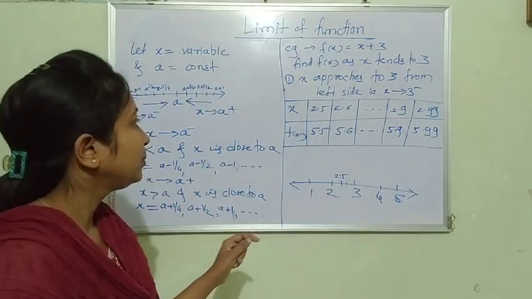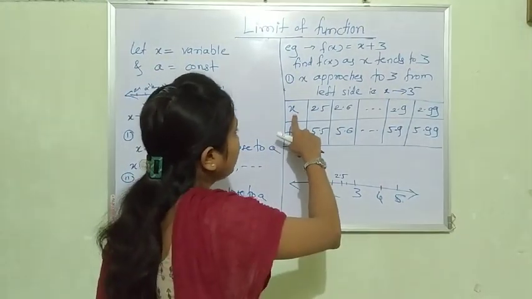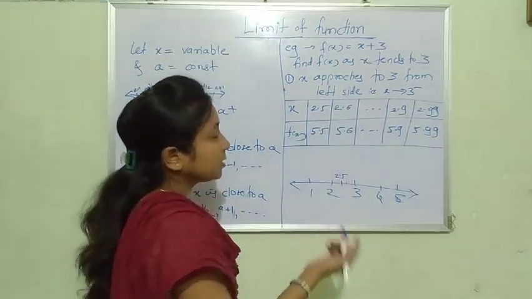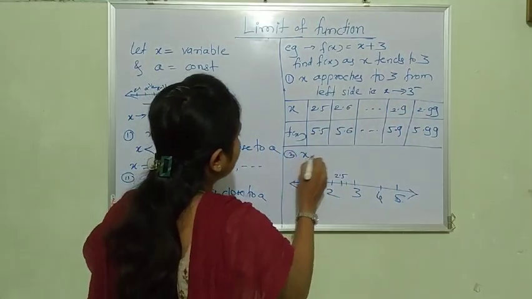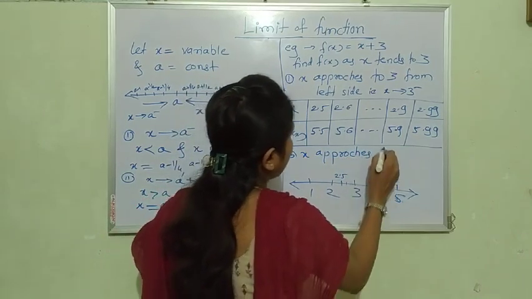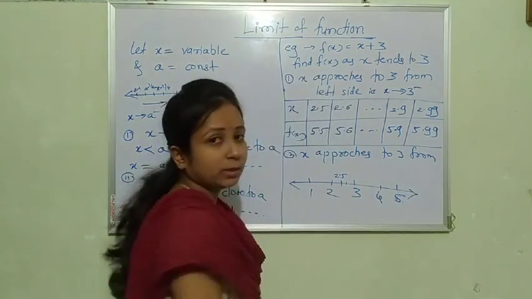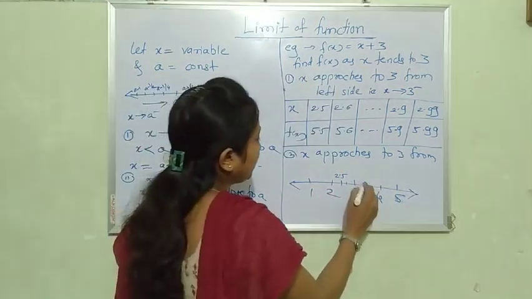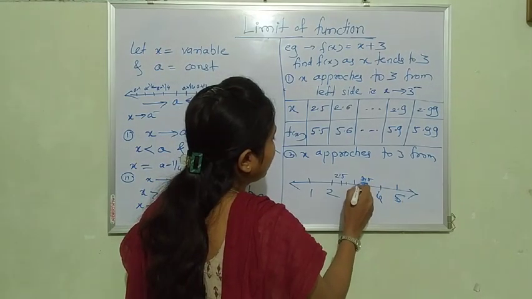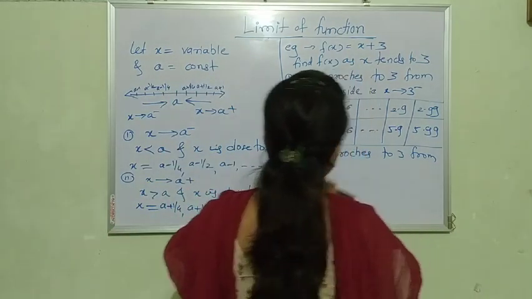This first table represents values of f of x, with values of x closer and closer to 3 from the left side. Now let us prepare the second table in which x approaches 3 from the right side. See what is the value which is next to 3. Suppose this is my 3.5, 3.4, 3.2, 3.1 and 3. Let us prepare the table.